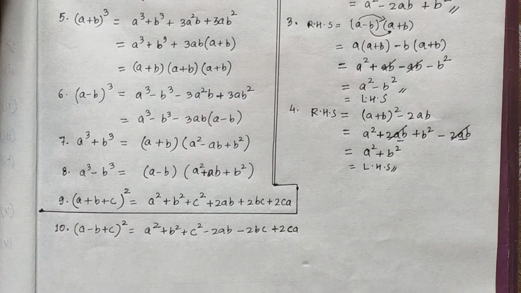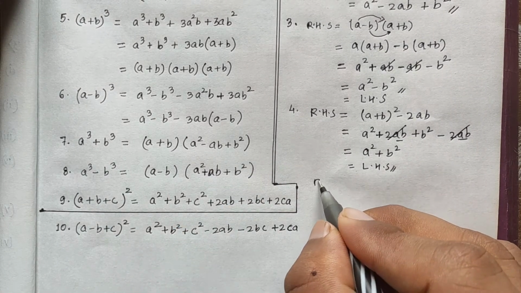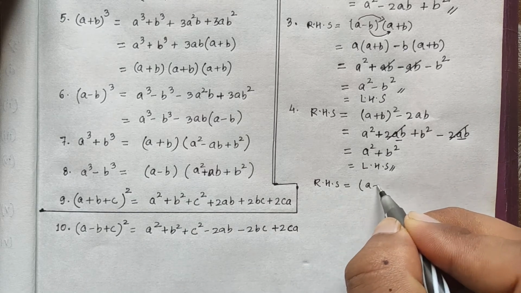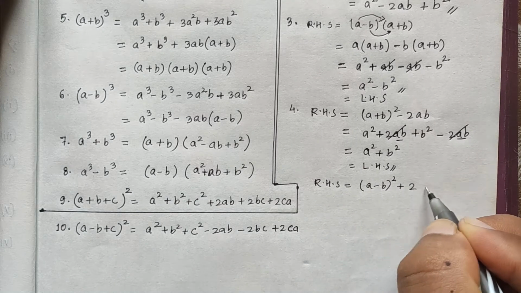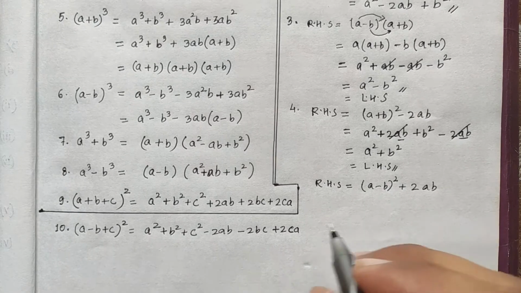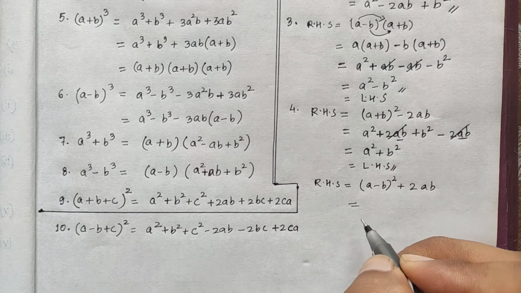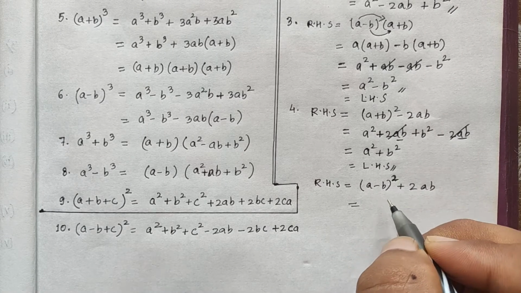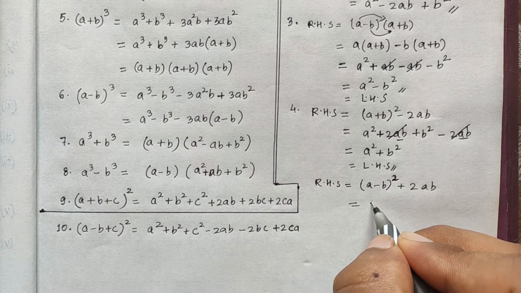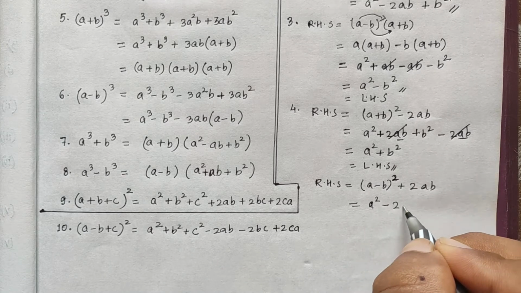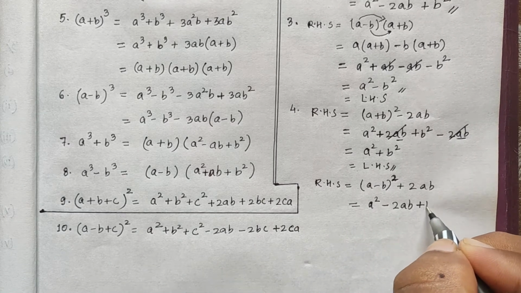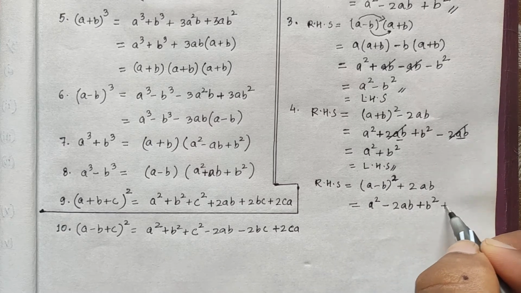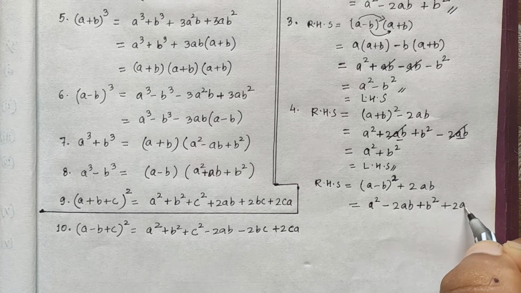Again let's take the other one, that is a minus b whole square plus 2ab. Again we have a formula for a minus b whole square. What's the formula? Yes, a square minus 2ab plus b square. This is the formula as we have already found. And then plus 2ab is as it is here.